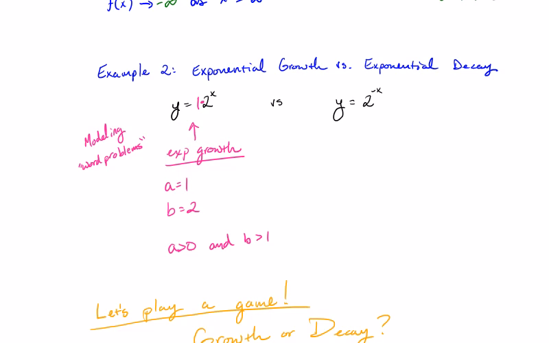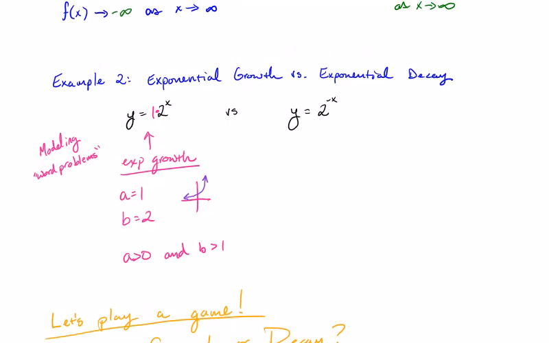This graph, exponential growth, always looks like this. It always grows to the right, just like that. Okay? That is the only graph that I would consider to be exponential growth. That's the kind of graph that we use for populations and compound interest and things like that, when we're making those problems.